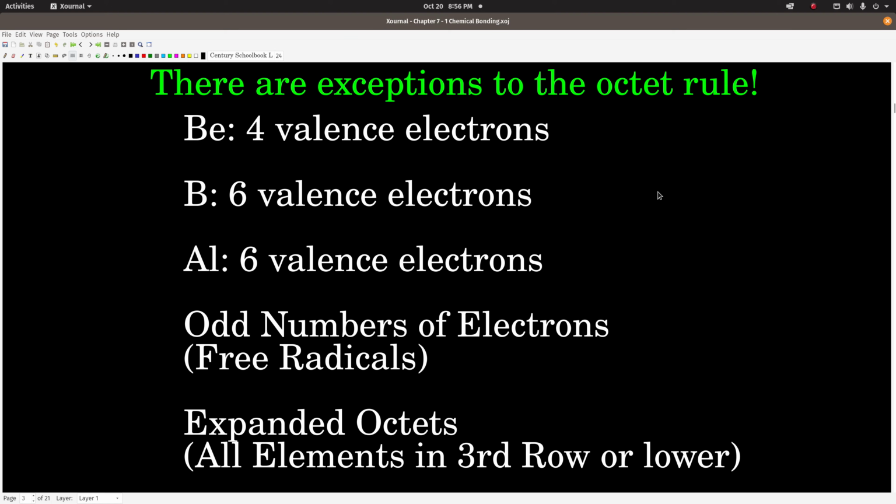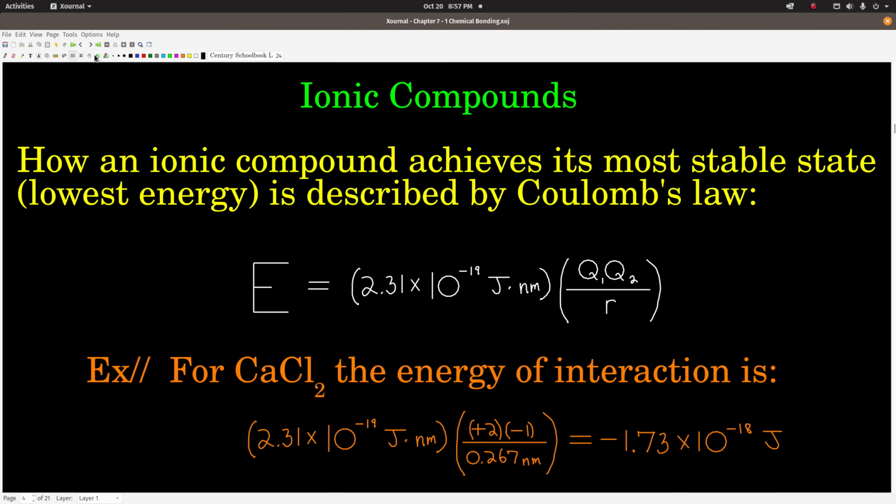And then this is a big one, this last one here, expanded octets. Any element in the 3rd row or lower in the periodic table can have more than 8 valence electrons. So keep that in mind. We're going to use these exceptions later on in this talk. So now we're going to look at ionic bonds, which is how ionic compounds form, and then we're going to look a little bit at covalent bonds, which is how molecular compounds form.